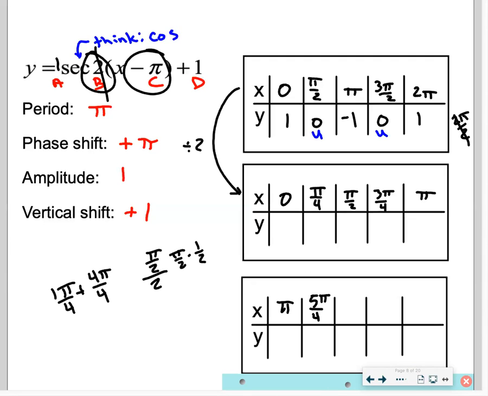Kind of skipping over that part. I'm just finding common denominators for those when I'm adding. Pi over 2 plus pi would be pi over 2 plus 2 pi over 2, which is 3 pi over 2.